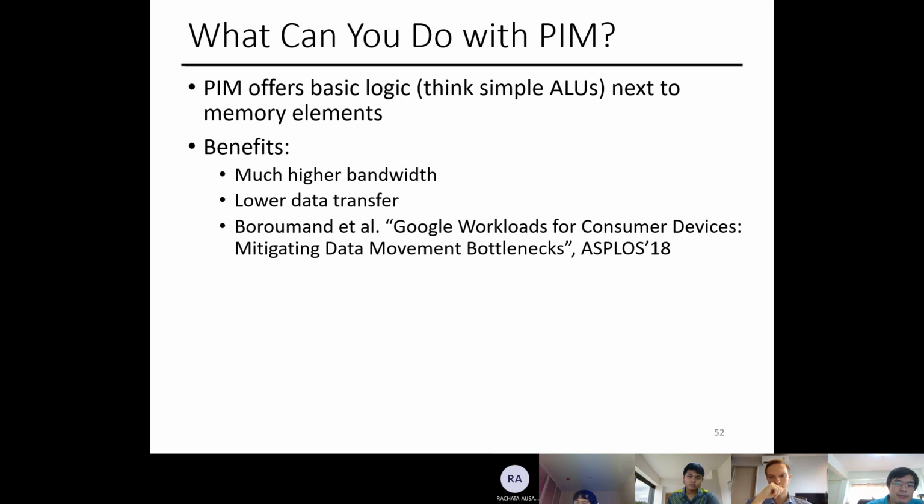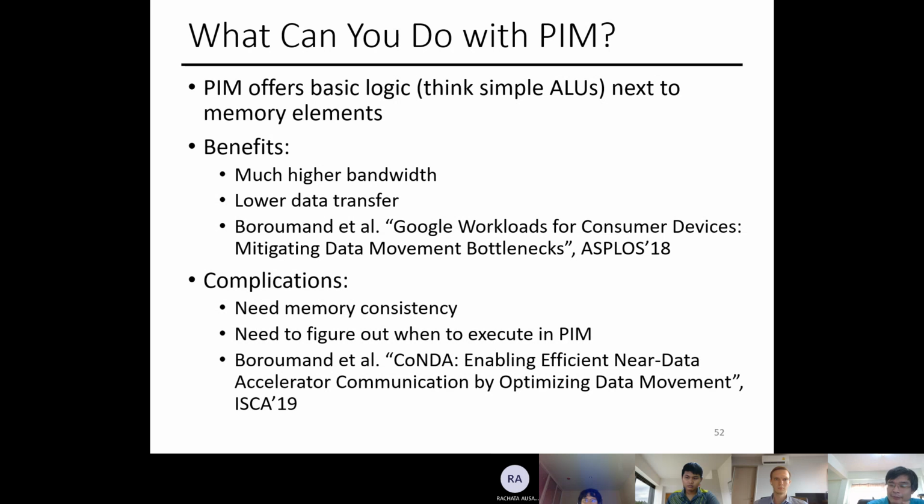We showed back in ASPLOS 2018, in work I've done with my colleagues, that if you run Google workloads on consumer devices like mobile phones or tablets, there's a lot of benefit in certain cases that can be gained from processing in memory. There are also complications. You need things like memory consistency, which you're going to learn in the next two lectures. Next lecture, I'm going to talk about the GPU. We need to figure out where and when to execute this in PIM.